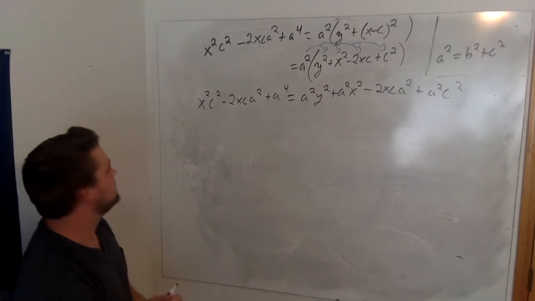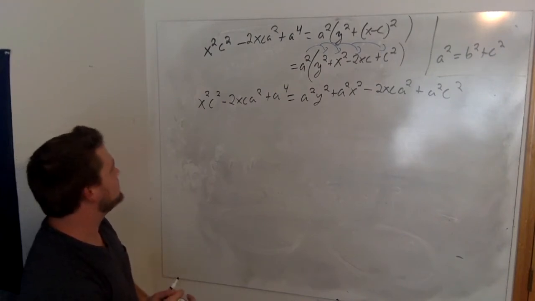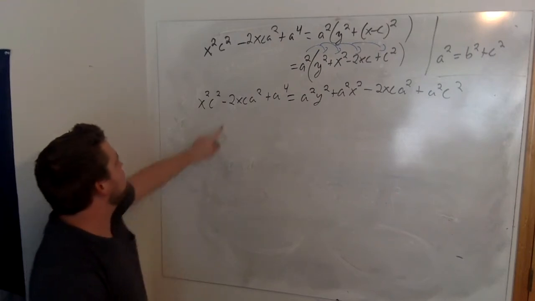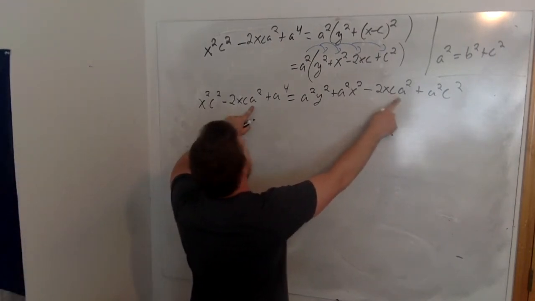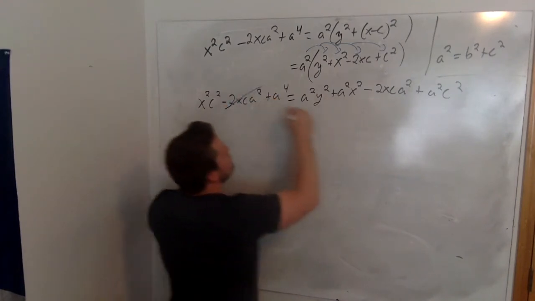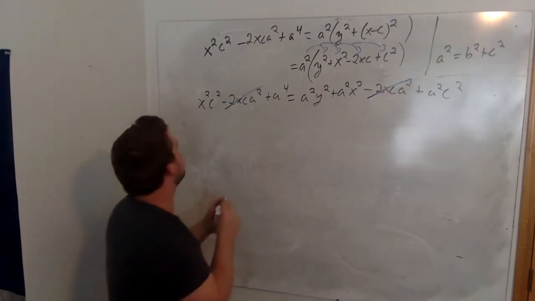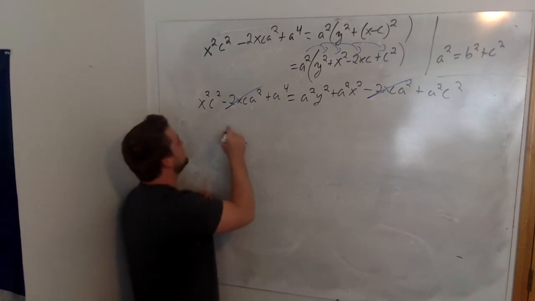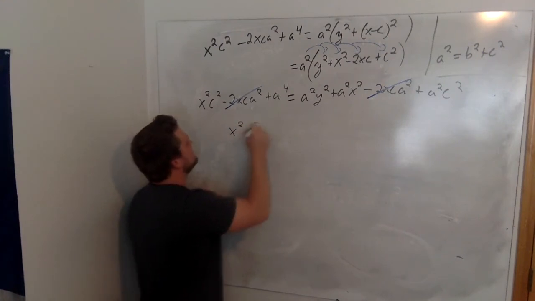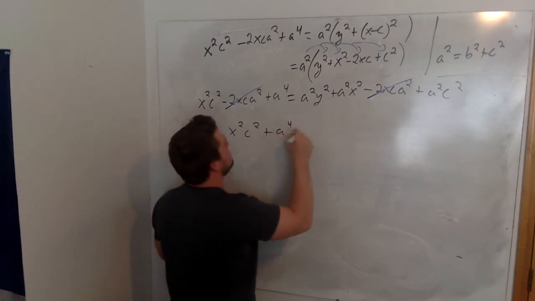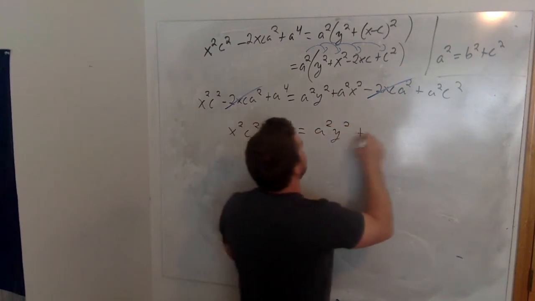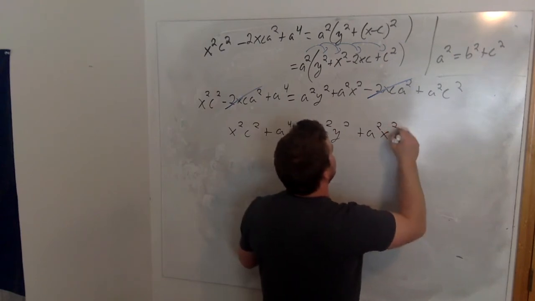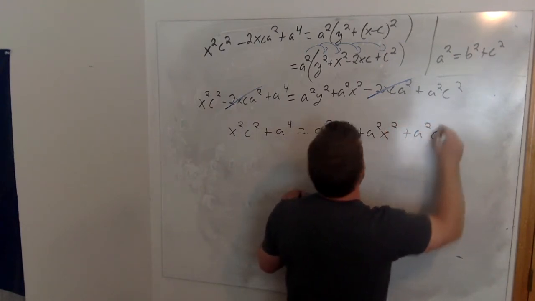All right, well, can we cancel anything? Well, let's see. We have a negative 2xc a squared on both sides. Add that to both sides. These will go away. Awesome. Okay, we have x squared c squared plus a to the fourth is equal to a squared y squared plus a squared x squared plus a squared c squared.